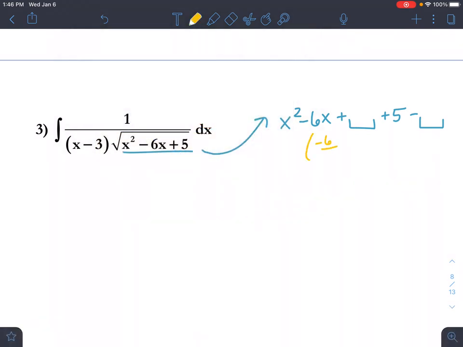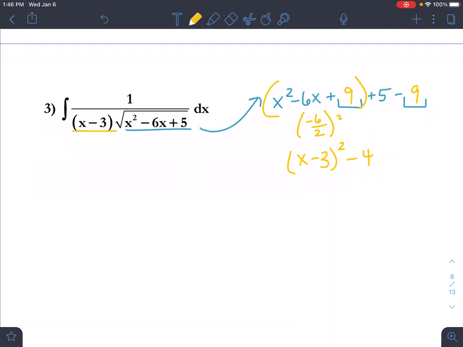I take this middle number, divide by 2 and square it. Negative 6 over 2 squared is 9. That means I also have to subtract 9. I take this whole piece here, and what multiplies to 9 and adds to negative 6, that would be x minus 3, x minus 3. Plus 5 minus 9 is negative 4. So, and this matches up really nicely. You guys can see that u is going to be x minus 3. So 1 over x minus 3 times the square root of x minus 3 squared minus 4.